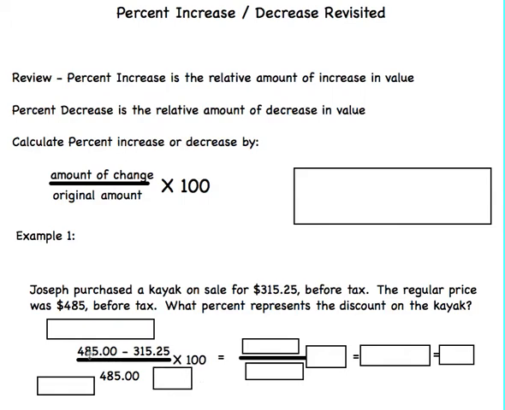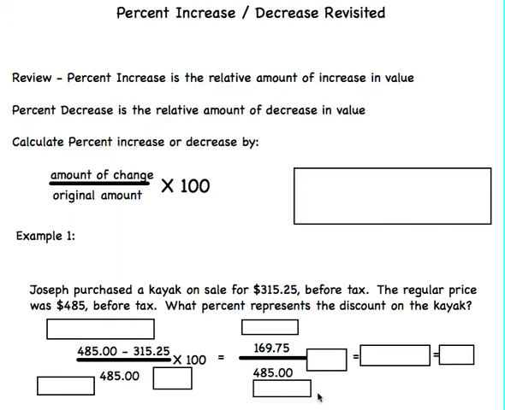Doing the math, we see that 485 minus $315.25 is equal to $169.75. That is the amount of discount that we had. It's the amount of change. We're going to divide that by $485 and then multiply by 100 to get the percent.